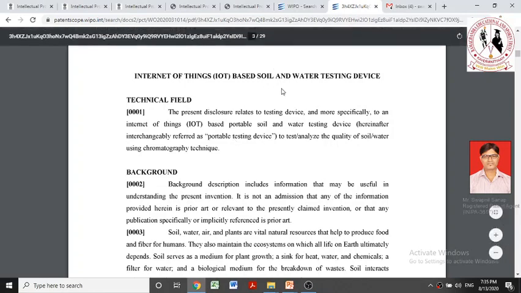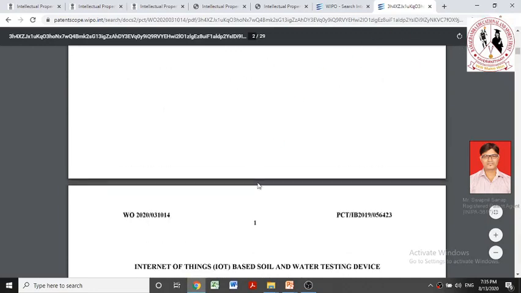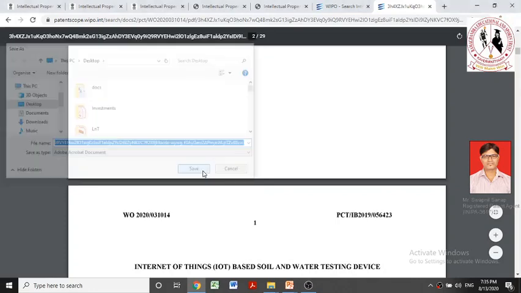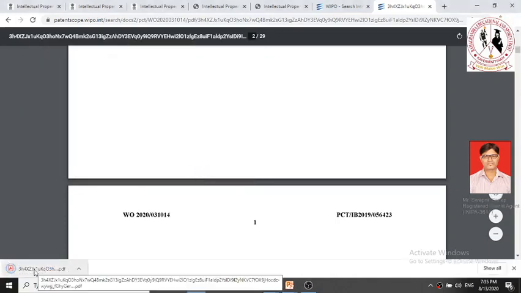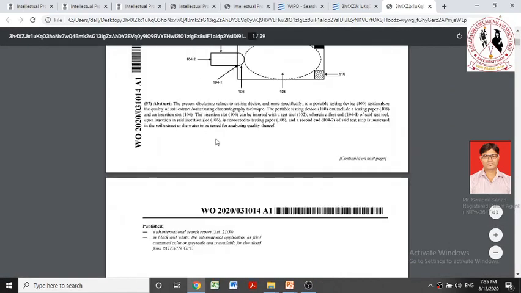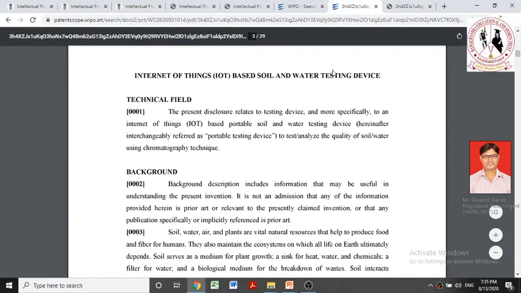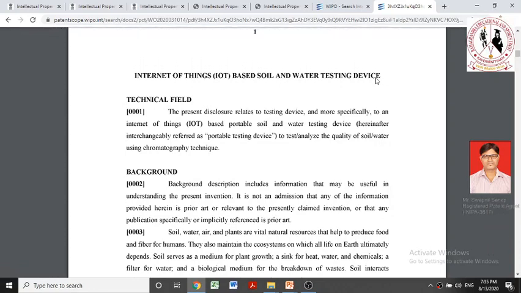Here, this is an example of a particular draft. So here you see this thing, Internet of Things. Let me download it, that will be easier actually. Okay, this is better. So basically, Internet of Things, IoT based soil and water testing device. This is a random patent which I thought we should discuss because this is a granted one and it is easy to understand.